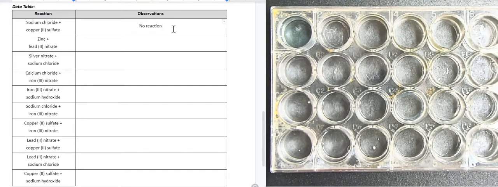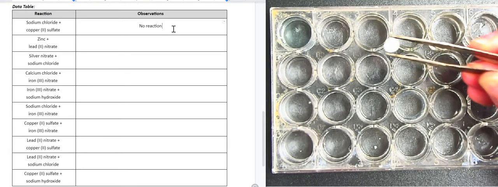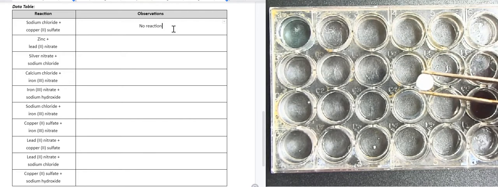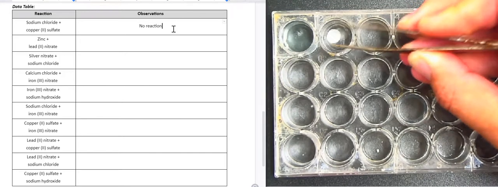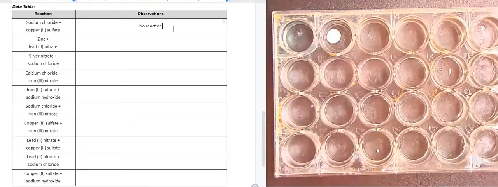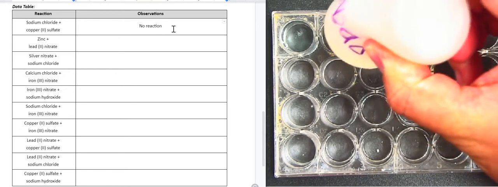Next reaction. This is going to be our only solid that we're going to use, and we're going to use zinc. So let's look at what zinc looks like. It is a silver piece of metal. I'm going to put that in our second well. And we are going to react with lead II nitrate. So I have my dropper bottle of lead II nitrate, and we're going to add that in with zinc.